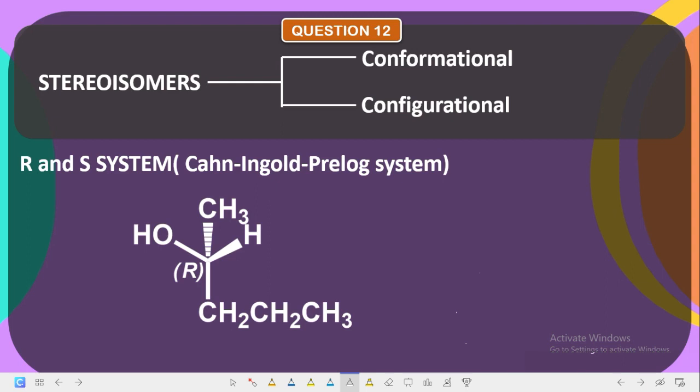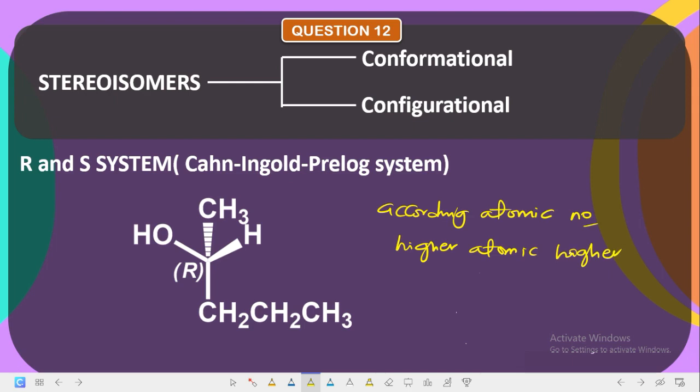Now, whenever you are given a compound like this, the first thing you need to do is what? Assign priority according to what Cahn-Ingold-Prelog said. When you assign priority, it is according to atomic number. The one with the higher atomic number is the one that has the higher priority, and the one with the lower atomic number is the one with the lower priority.